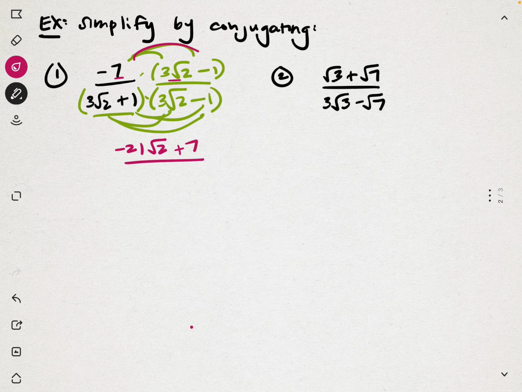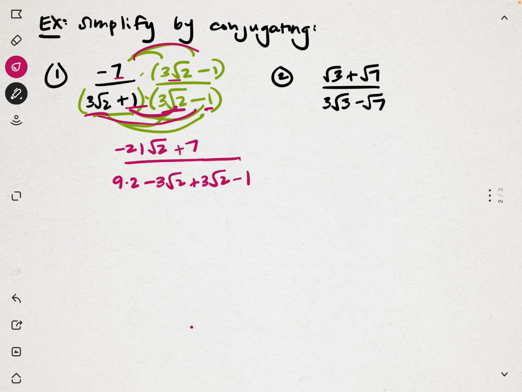Now in the bottom we have 3 square root 2 times 3 square root of 2, which is 9, right? 3 times 3 is 9, and square root 2 times square root 2 is square root of 4, which is 2, so we have 9 times 2. And then we have negative 1 times 3 square root 2 is negative 3 square root 2. And then we have this one here, which is positive 3 square root 2. And then 1 times negative 1 is negative 1.